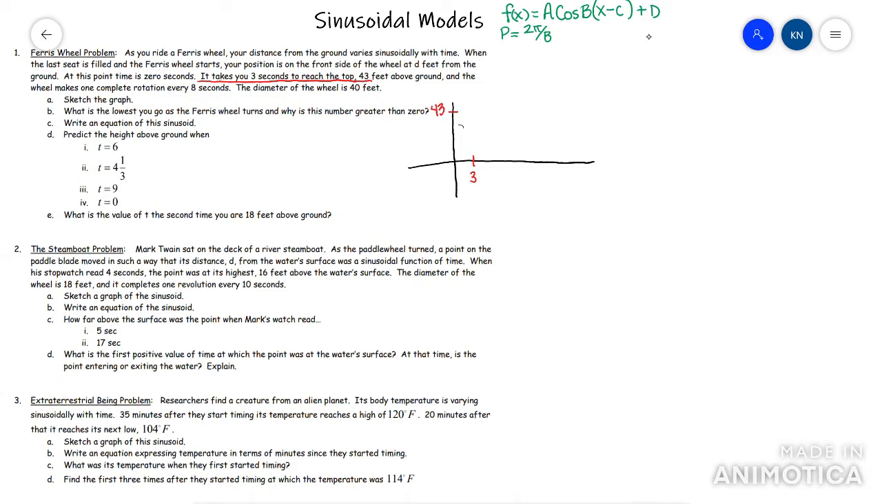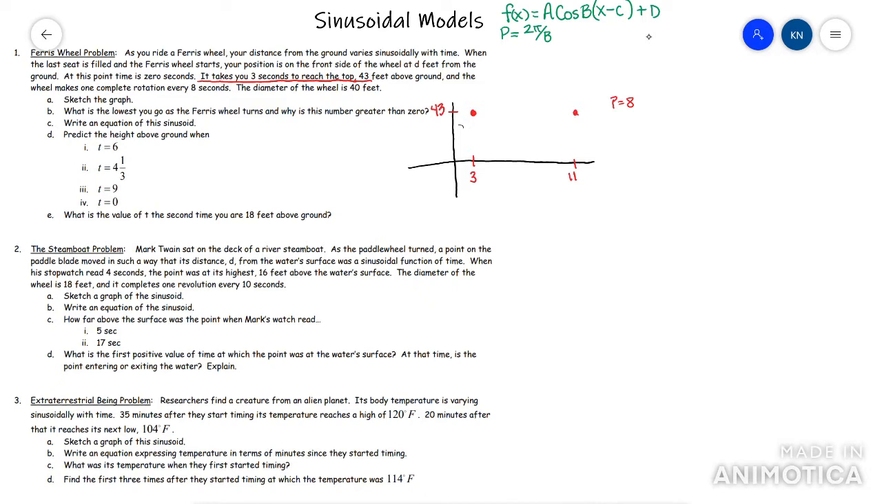And the wheel makes one complete rotation every 8 seconds. So that means 8 seconds later, 3 plus 8 is 11, I'll be back at the same spot. This is the period. The period is 8 seconds. This is a very, very big piece of information.